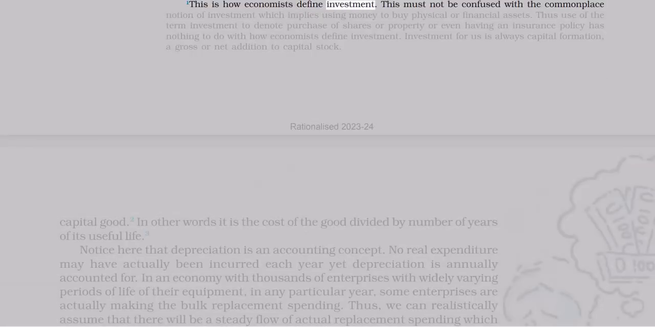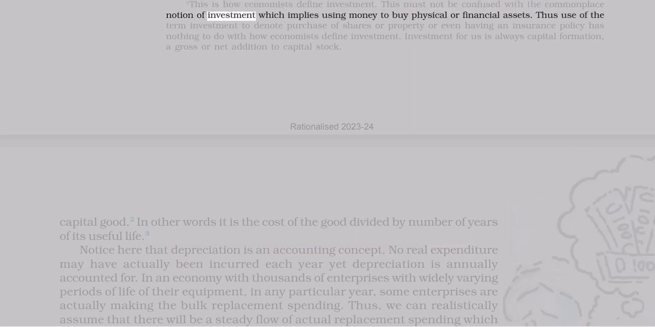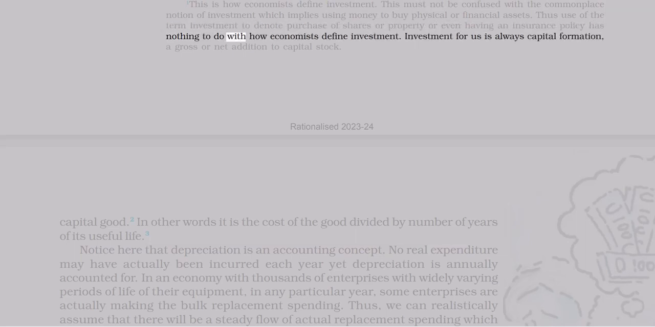This is how economists define investment. This must not be confused with the commonplace notion of investment, which implies using money to buy physical or financial assets. Thus, use of the term investment to denote purchase of shares or property, or even having an insurance policy, has nothing to do with how economists define investment. Investment for us is always capital formation, a gross or net addition to capital stock.